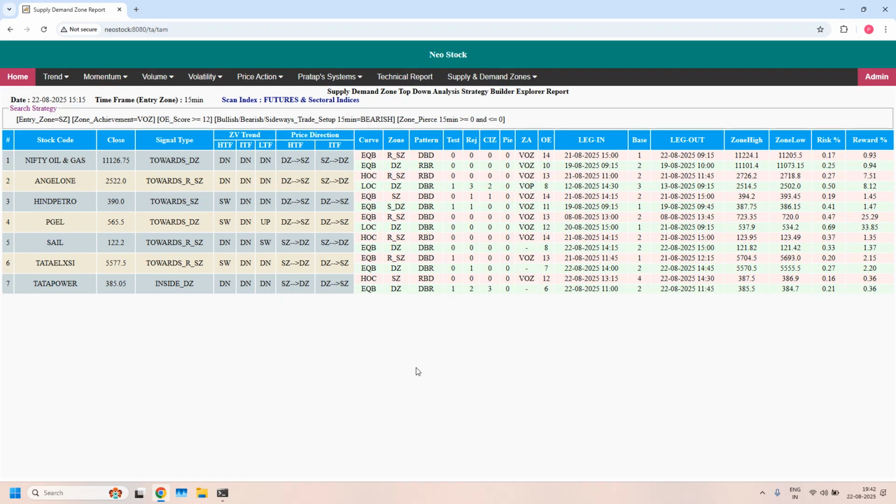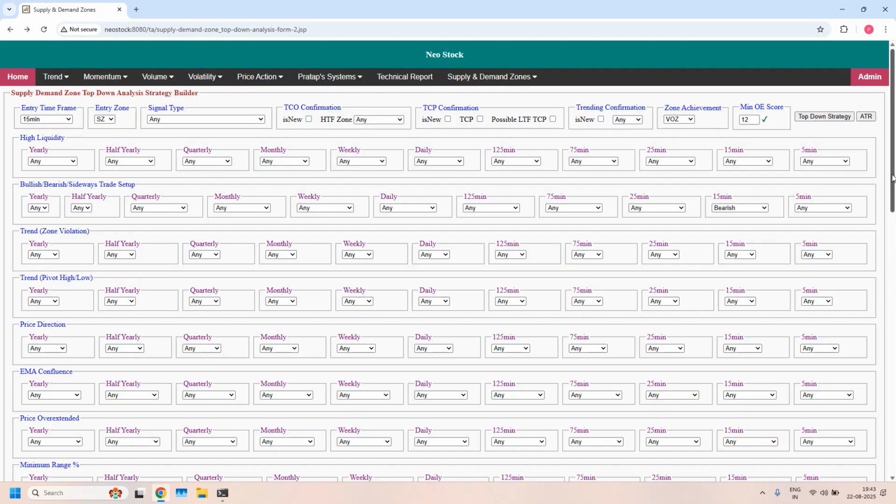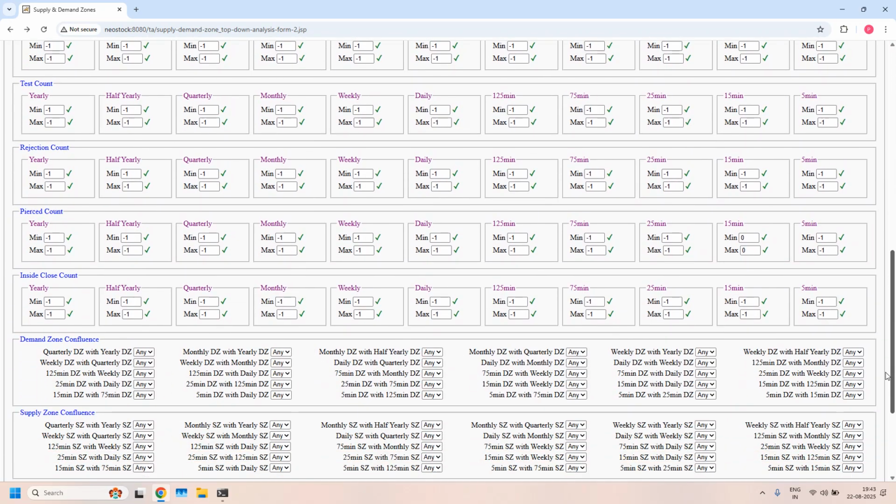Out of these 7 15 minute supply zones, how many are having more high probability to get success? That we will filter based on different zone confluence and EMA confluence strategies that we learned in lesson 27. So the first filter is LTF and ITF supply zone confluence. That is 15 minutes and 75 minutes supply zone confluence. So I am enabling that filter.